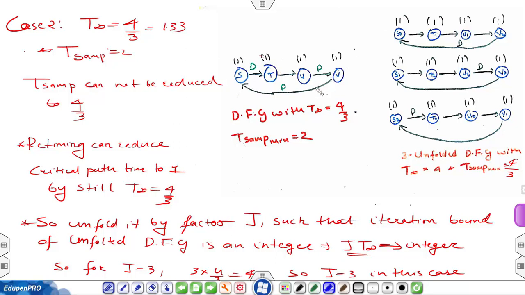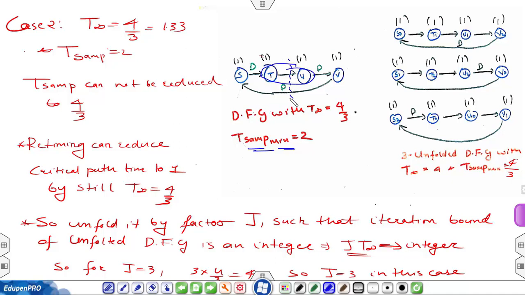Okay, so this is a cycle. Adding the computation time of all the nodes, that is 4, and the total number of delays is 3. T sampling minimum will be determined by the critical path time. This is a critical path with no delay elements in between. So the critical path time is 1 plus 1, 2, and that is also equal to T sampling minimum, that is 2 for this circuit.